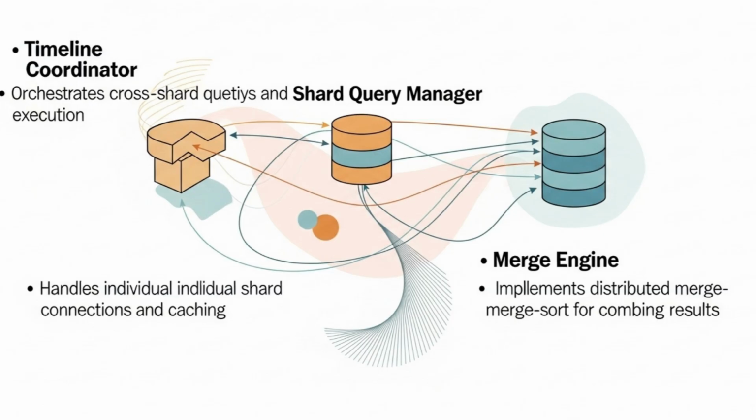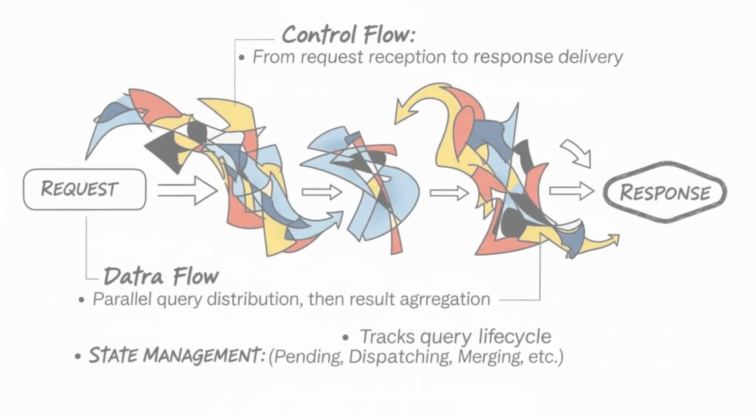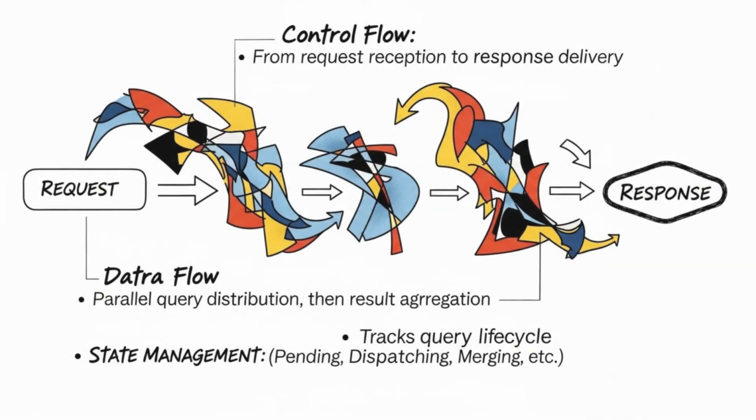Let's trace the journey of a timeline request through our system. The control flow begins when our timeline service receives a user's request. It then identifies which shards contain the user's social graph data, dispatches parallel queries to them, collects the partial results, and finally, the merge engine combines everything.